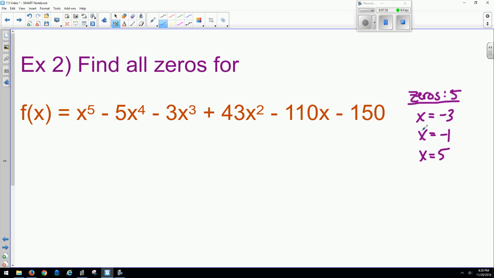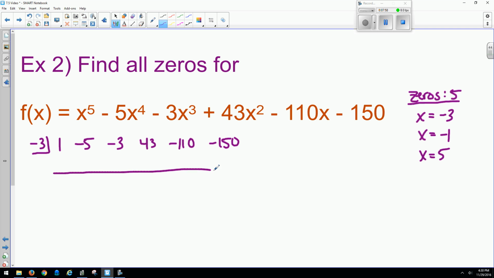So the way we're going to do it is just take one of the zeros to start, and lucky for us, every single exponent is accounted for, so we can just go ahead and start with synthetic division. So I have -3. I'm going to take every single coefficient. And because this is a 0, we should get 0 as the remainder once we do the synthetic division. That's always going to be the case. So I'm going to bring this one down.